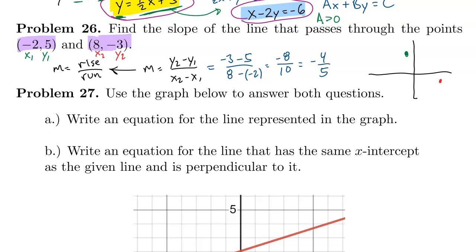And so I can at least get a visual that kind of confirms, yeah, the slope between those points should be negative, and -4/5 seems like a reasonable amount. A more careful sketch, perhaps using graph paper, could help us check that even more carefully.